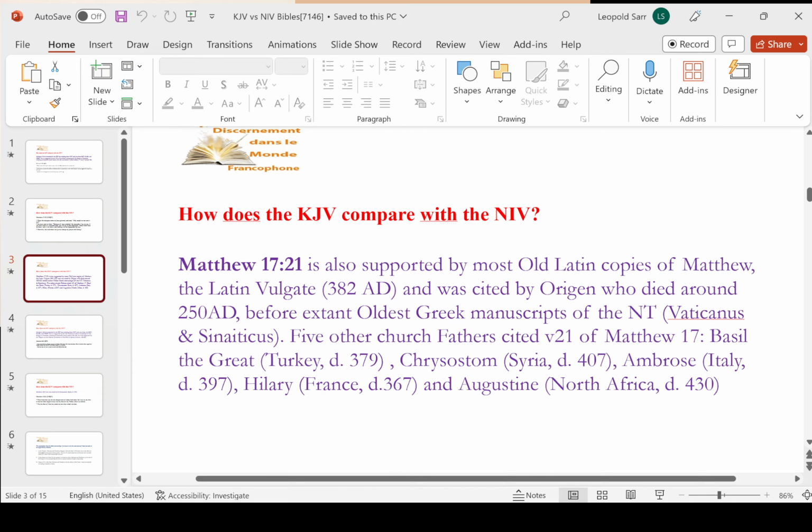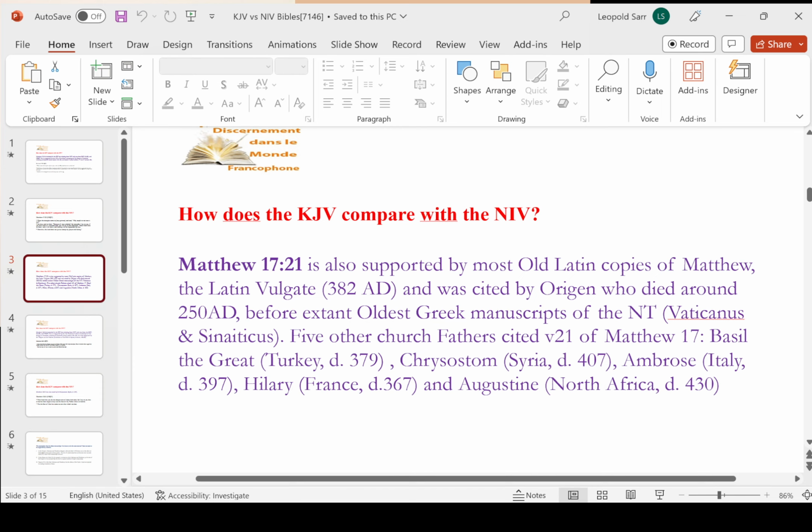You have, for instance, Basil the Great, who was from Turkey, and he died around 379, and he was using this verse 21. He cited, which means he was using a Greek manuscript which is based on the majority text. We have also Saint Chrysostom from Syria, who also died around 407. He also cited verse 21.